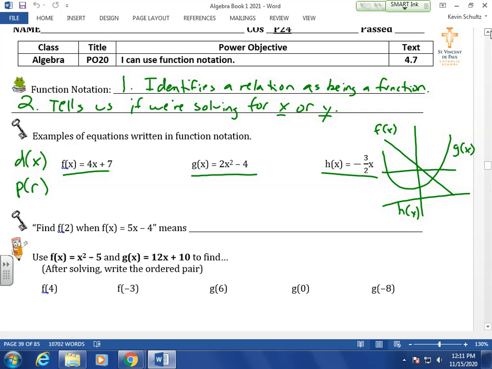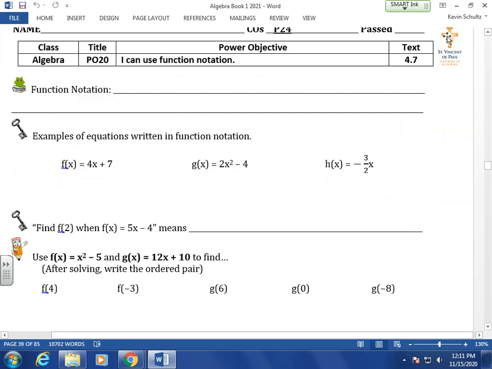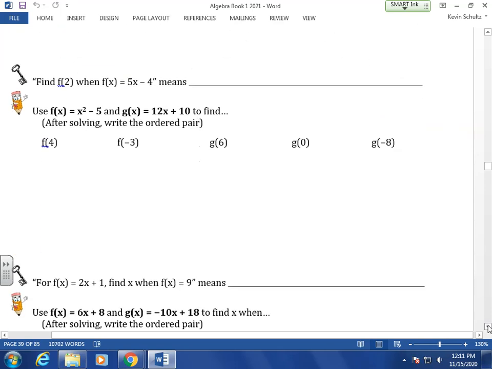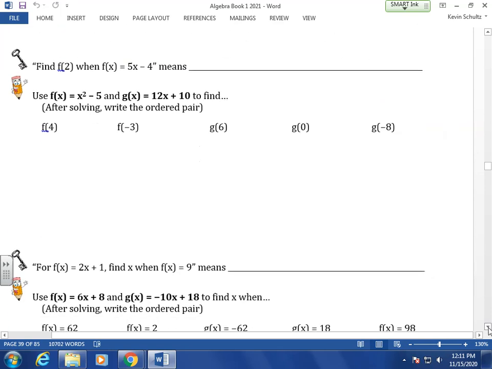So what does that look like? This is a key point, so this can go on a help sheet. The examples that we do here cannot go on a help sheet, but this statement can. When it says find f of 2 when f of x equals 5x minus 4, this f of x, if you think of y equals mx plus b, and if you haven't had slope-intercept form before, we'll get to it shortly, basically, don't worry about the m and the b. Just look at that x and the y.